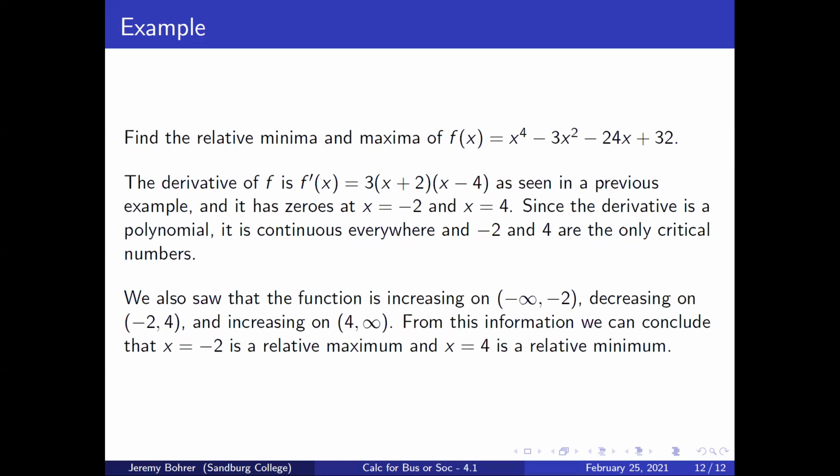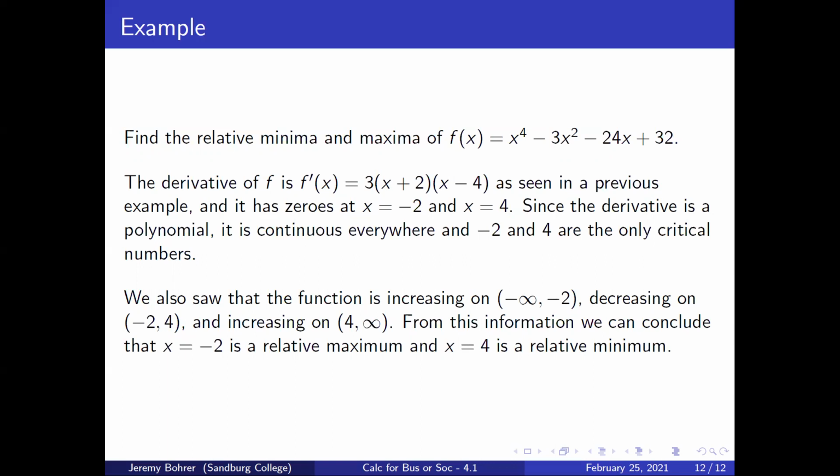Find the relative minima and maxima of f of x equals x to the 4th minus 3x squared minus 24x plus 32. The derivative of f is f prime of x equals 3 times (x plus 2) times (x minus 4), as seen in a previous example, and it has zeros at x equals -2 and x equals 4. Since the derivative is a polynomial, it is continuous everywhere, and -2 and 4 are the only critical numbers.